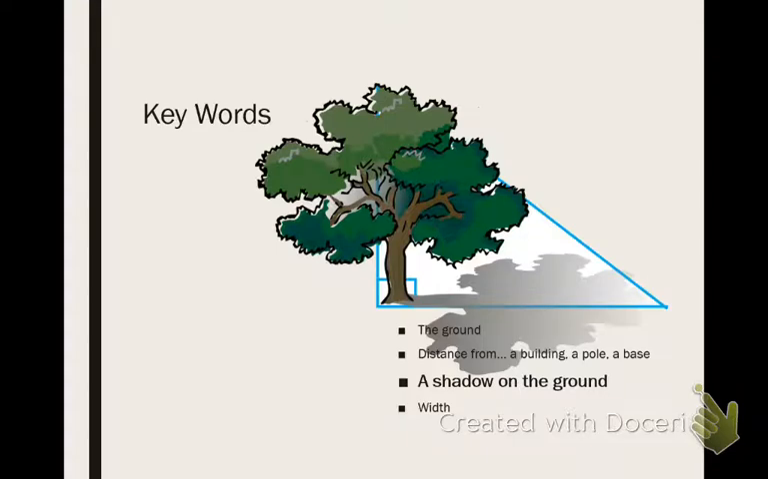This is actually most commonly missed. People think that the hypotenuse is the shadow. But we don't see the shadows in the air. Shadows are on the ground. And then the width of a box, the width of a field, the width of a court. Things like that. Now we're going to talk about the most important of all.